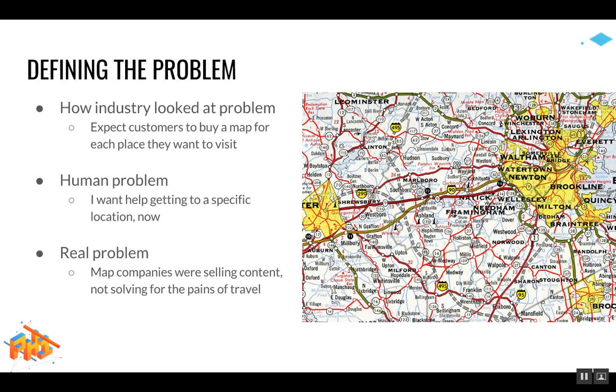But what was the human problem in that? The problem is that people don't care about the maps. They just want to know how to get somewhere now. And the real problem underlying all this is basically that maps were trying to sell content. They weren't trying to solve problems.